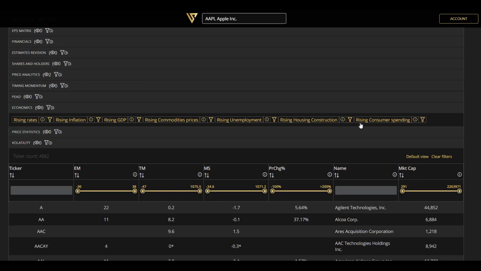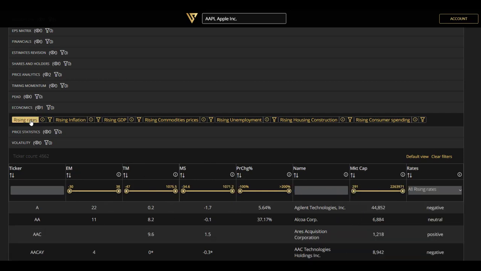So what we did is we looked at the correlation of these items to stocks, and then created some filters to really give you the ability to narrow in on factors that are positively or negatively impacting your stock.